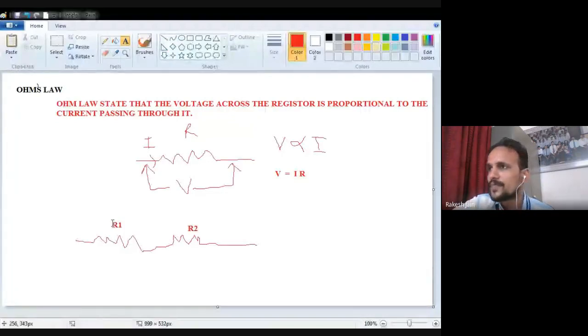Whenever resistances are in series, the same current flows through them equally. This R1 and R2 resistance are in series. If I say the current through this R1 resistance is, let's suppose, Ix.